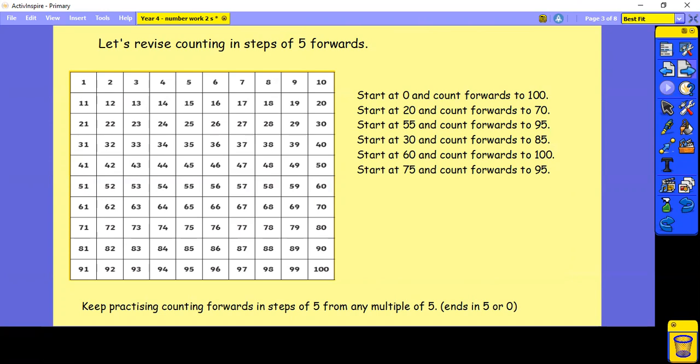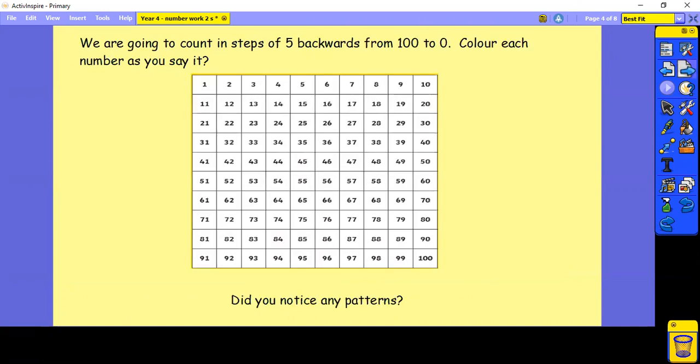So keep practicing counting forwards in steps of 5 from any multiple of 5. Remember, a multiple of 5 ends in either a 5 or a 0. We're going to count in steps of 5 backwards from 100 to 0. Colour each number as you say it. Pause whilst you have a try.